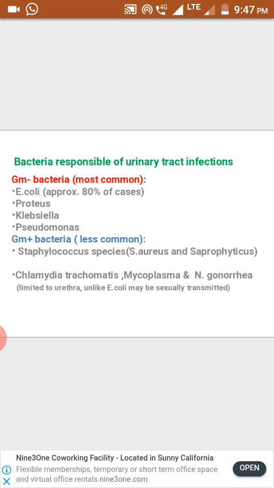Next, Chlamydia trachomatis, which generally occurs in females, Mycoplasma, and Neisseria gonorrhoeae. These are other organisms, apart from the usual bacteria, which cause these infections. So these are the causative agents for urinary tract infections.